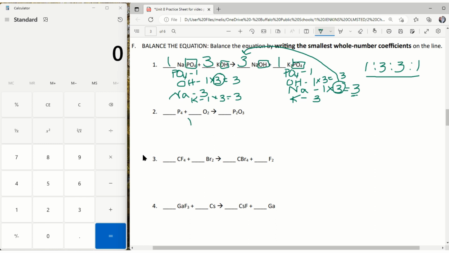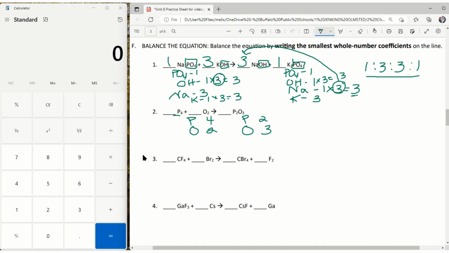This one's a little easier because we only have P and O. So I have 4 and 2 and 2 and 3. Okay, well, neither are balanced, so I can technically start wherever I want. Where do I like to start? Well, I like to start on the side where it's a compound. So do you see how these 2 are elements on this side? I'm not going to start there. I'm going to start on the compound side.